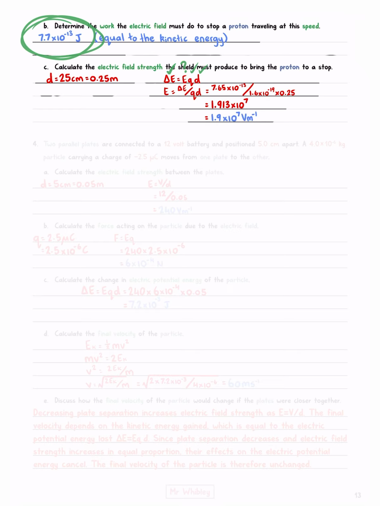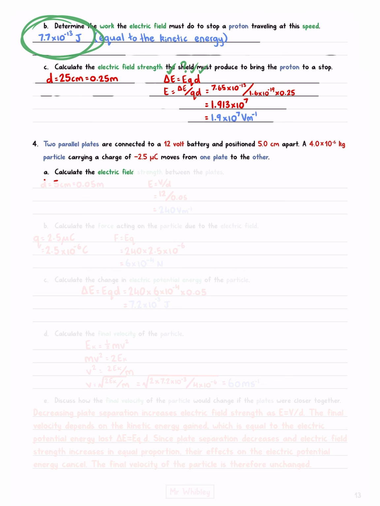Question 4. Two parallel plates are connected to a 12-volt battery and positioned 5 centimeters apart. A 4 times 10 to the minus 6 kilogram particle carrying a charge of negative 2.5 microcoulombs moves from one plate to the other. Calculate the electric field strength between the plates. Our distance of 5 centimeters is just 0.05 meters, and to find our electric field strength, that is just voltage divided by distance, where we know the voltage and we know the distance, which gives us 240 volts per meter.